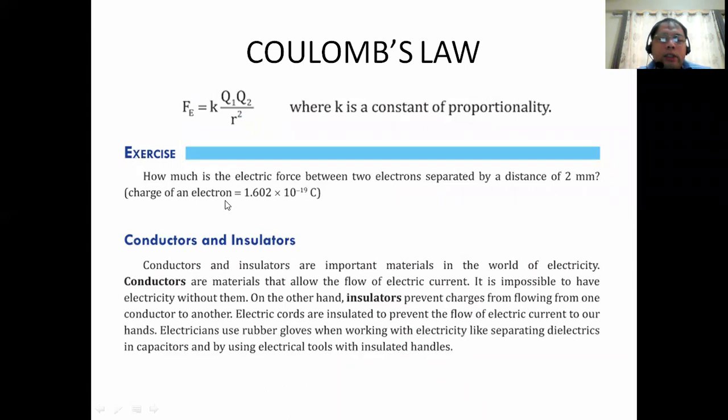Now, an electron is a very, very small amount of charge, and this is the number of coulombs present in our electron: 1.602 times 10 to the negative 19. So that's a very small charge. But again, that's the unit of an electron, 1 e, or 1 electron.